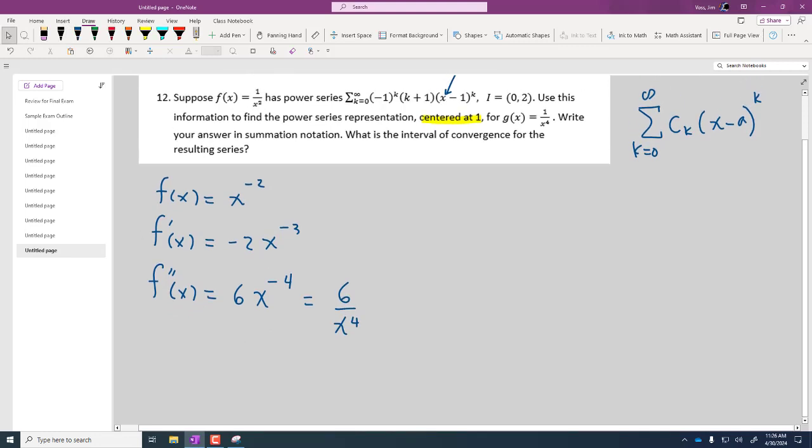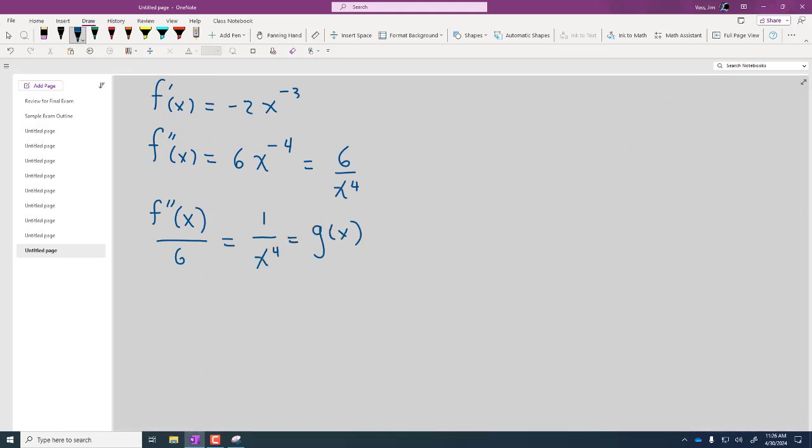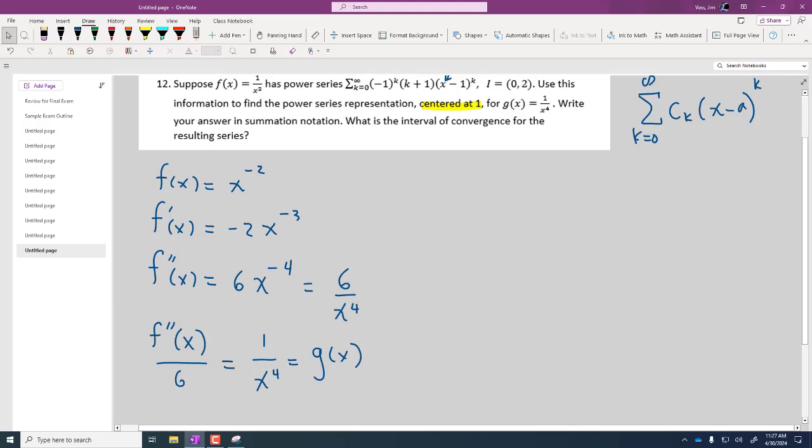Now we're where we want to be. Right, g is that thing down there. So this tells us that f double prime divided by 6 is equal to 1 over x to the 4th, which is g. So we now have a roadmap of how to get to g from f. Take f's second derivative, divide it by 6, and then we get to g. Okay, so that is our roadmap.